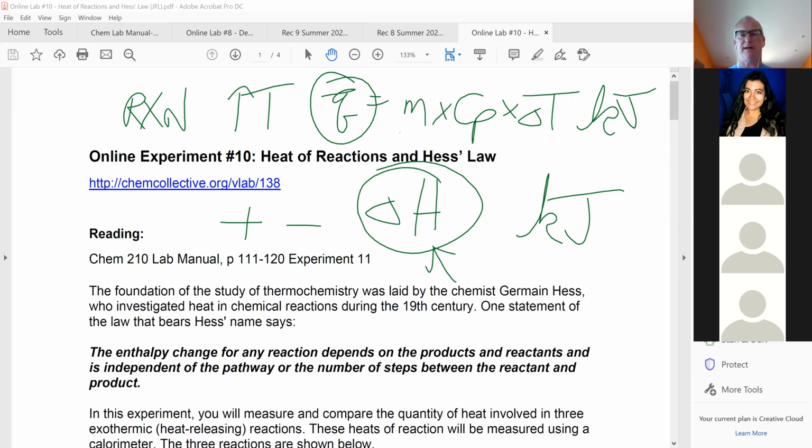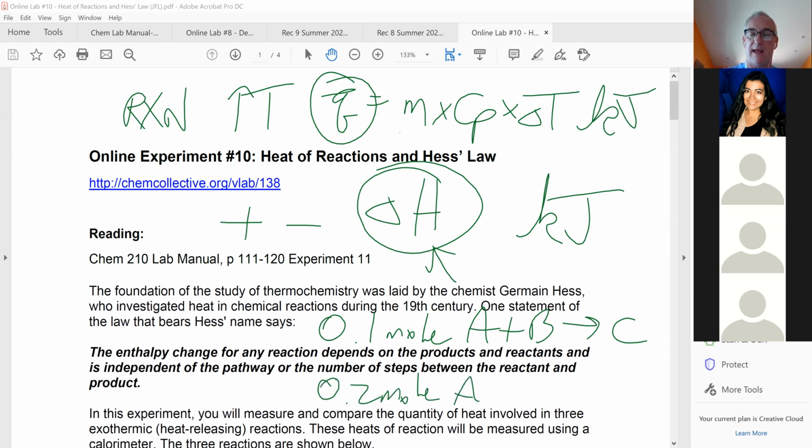Let me put it a different way. If I do an experiment with 0.1 mole of A and B, and I make C, and you do an experiment with 0.2 moles of A and B, and you make C, when I report the amount of heat given from my reaction, I'm going to report the amount of heat Q. You're going to report the amount of heat Q. What value of Q is going to be larger?